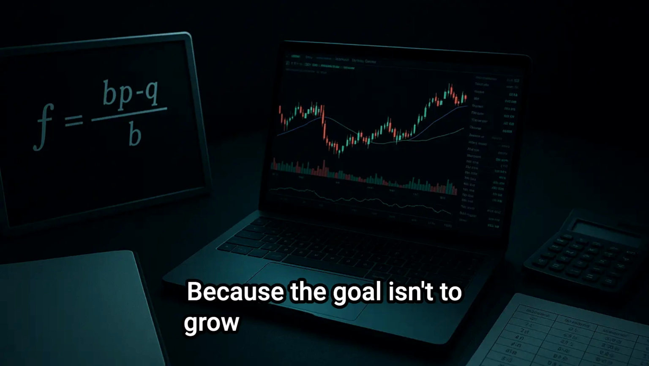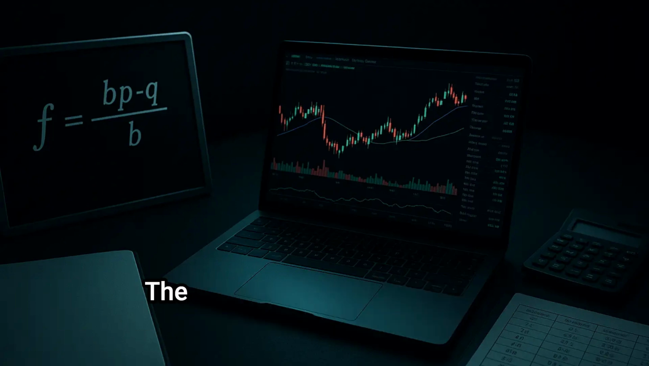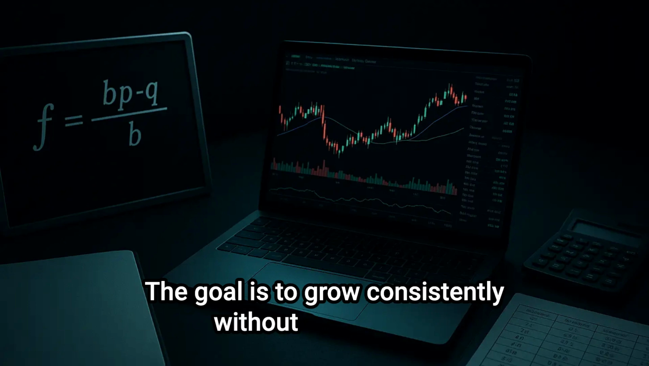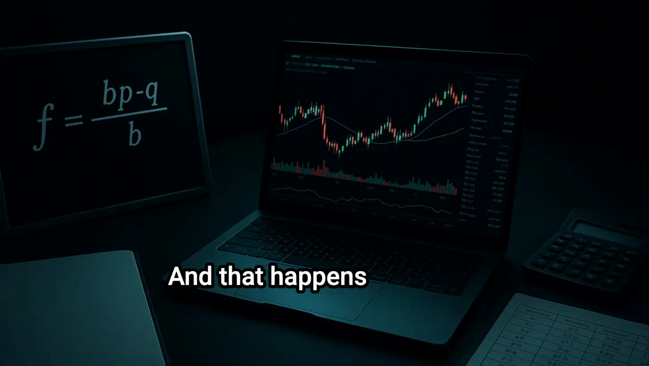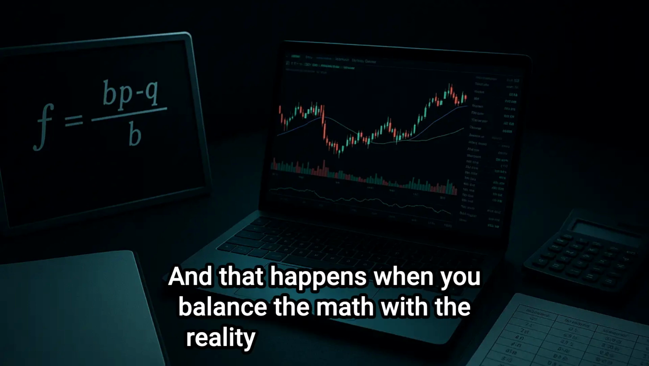Because the goal isn't to grow as fast as possible. The goal is to grow consistently without blowing up. And that happens when you balance the math with the reality of human trading.